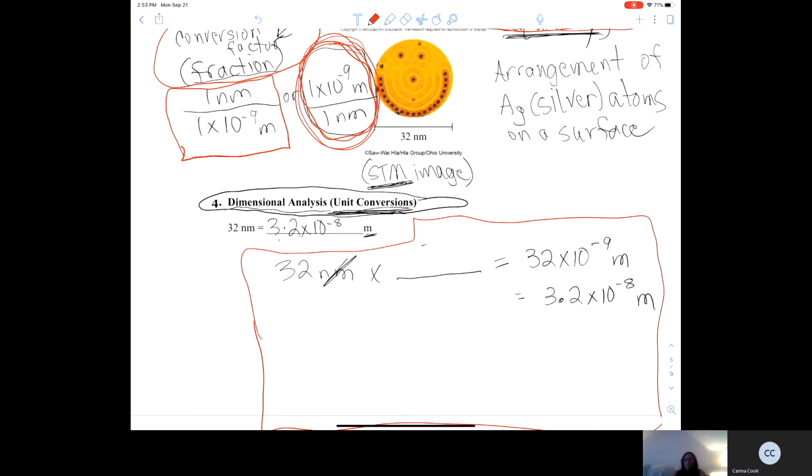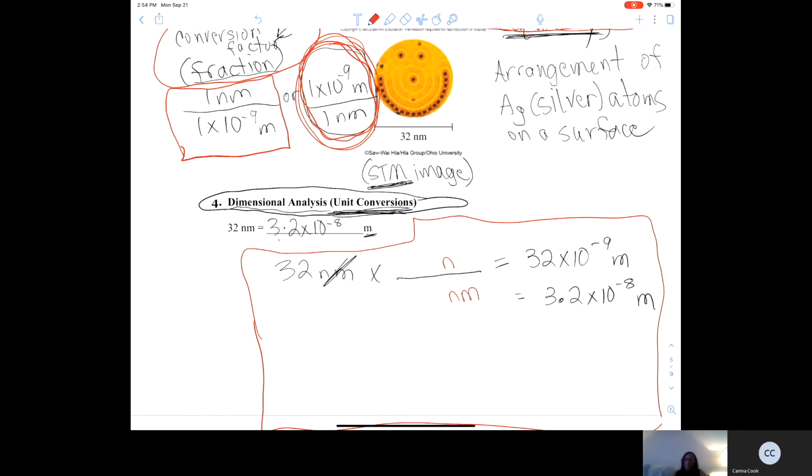So in our fraction, we want the unit that we want to get rid of to be in the denominator. The unit that we want to convert to needs to be in the numerator. The numerator is the top part of the fraction. The denominator is the bottom part of the fraction.